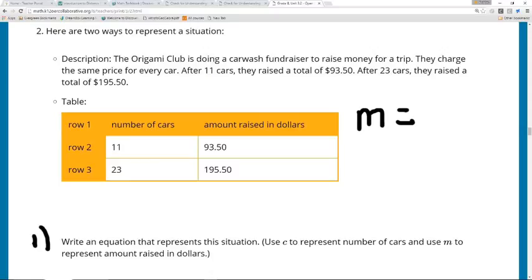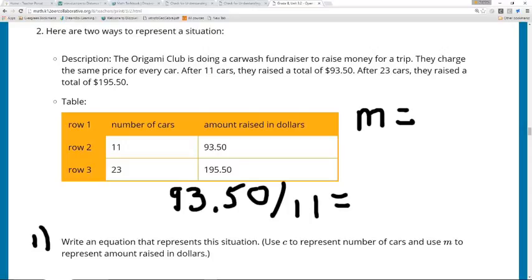Now, I know that I have to put the constant of proportionality right here. It'll be a number or a decimal or a fraction, and it'll be in front of the C. Normally that would be an X, but they want me to use C. Normally this would be a Y, but they want me to use M. Now, since this is a proportional relationship, I can just do the Y divided by the X, and that will tell me what the constant of proportionality is. So I'm doing 93.50 divided by 11. You can use a calculator for that. And when I did that division problem, I got 8.5.